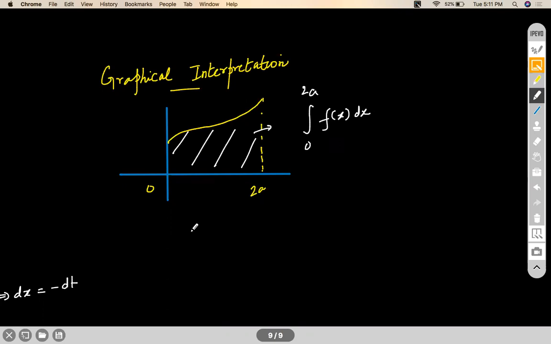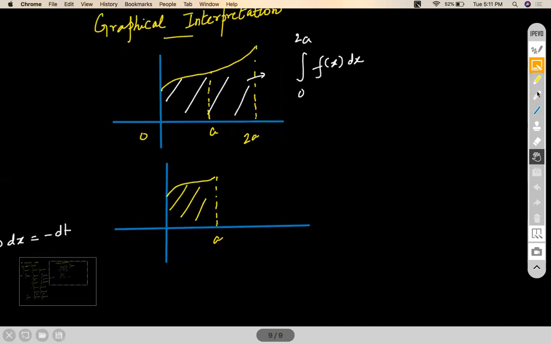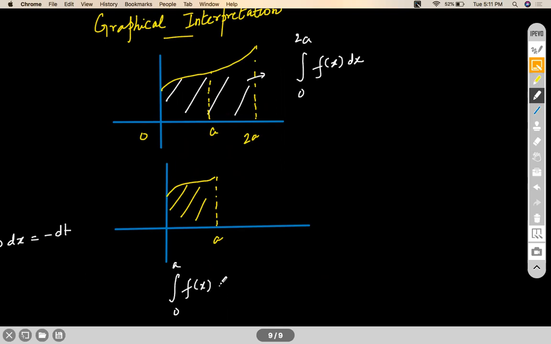Now this property says you can split this area like this. Only take half the graph, so only till point A you take. So till A, this area will be equal to the integral 0 to a f of x dx. And now the integral of f of 2a minus x.